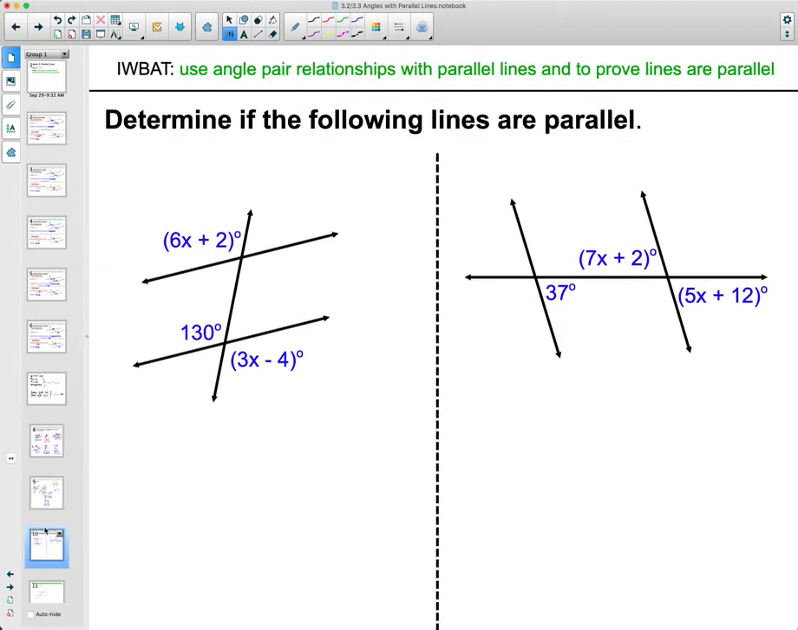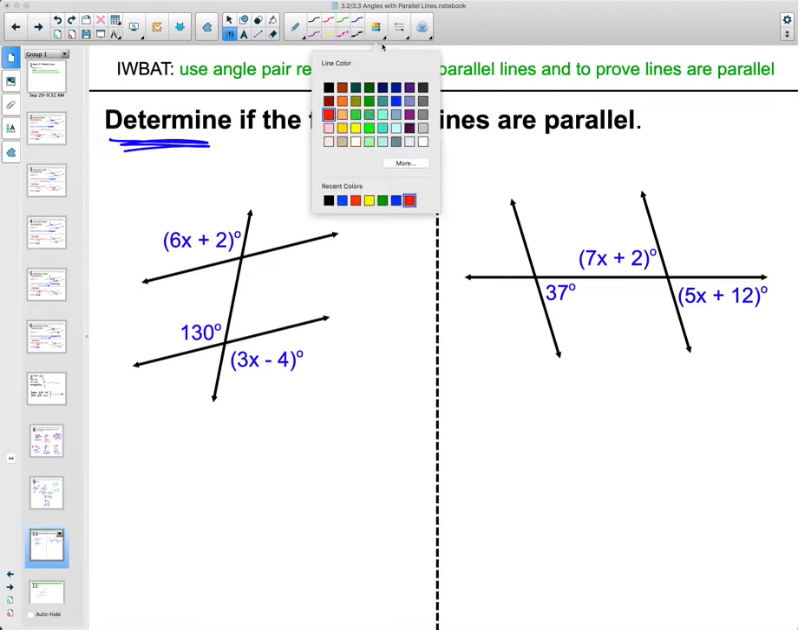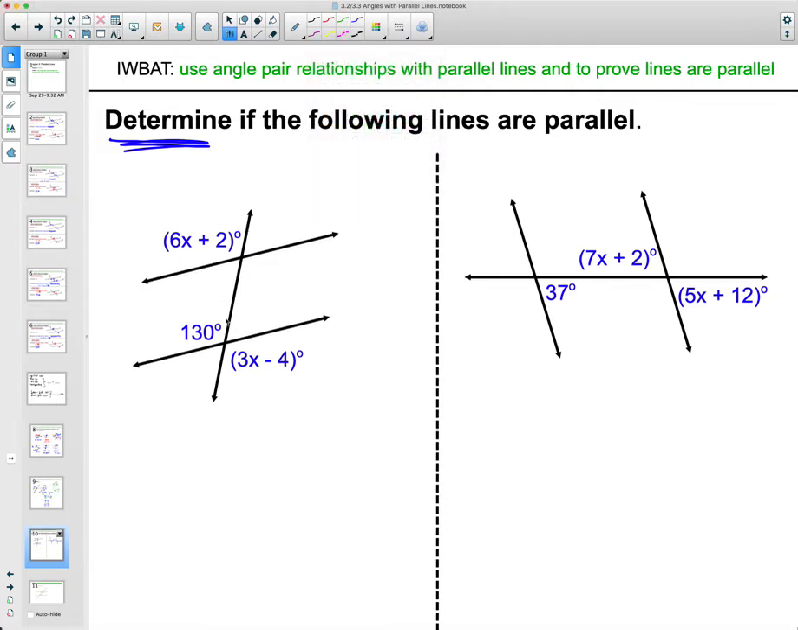Okay, these two say determine if the lines are parallel. So determine means we don't know yet. And you can see this on these lines. You don't see them marked as parallel to one another. So when this happens, you can't compare the angles on the different sets of lines. So I can't take this 6x and put it with these 130 or the 3x minus 4 because I don't know if these two lines are parallel. So what you want to be looking for is vertical angles or linear pairs. Okay, things that you know without the lines being parallel.